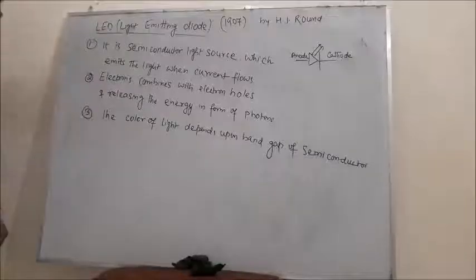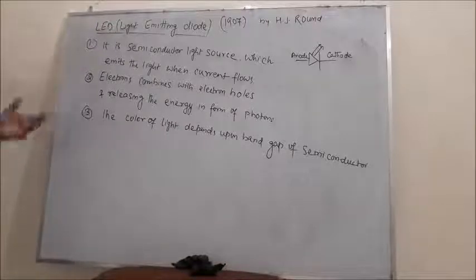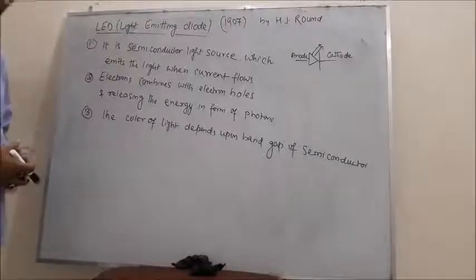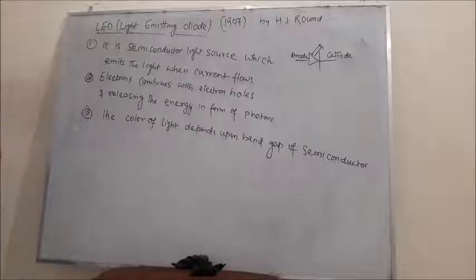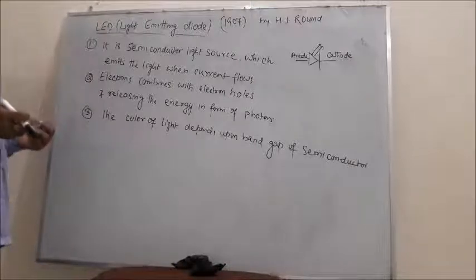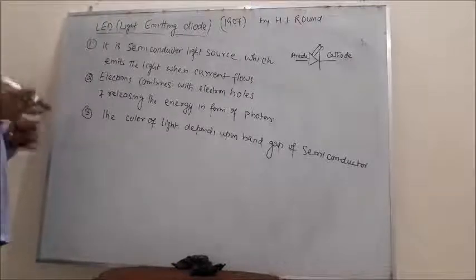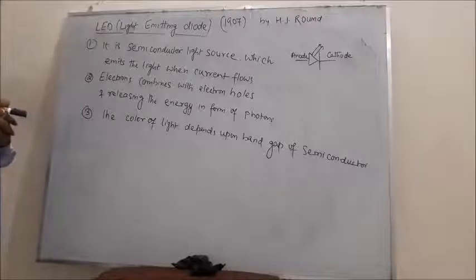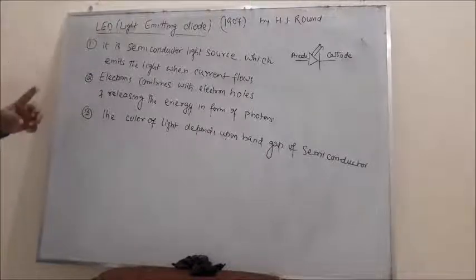So I was telling about LED. LED is a semiconductor light source which emits the light when current flows. जब इसके अंदर से, इस डिवाइस के अंदर से जब करंट पास होगा, तभी इसमें से लाइट जलेगा. So this is the basic principle of LED, which was invented by H.J. Round in 1907. Okay, fine. Basically इस LED में होता क्या है? See, electrons in semiconductor combine with electron holes, right?